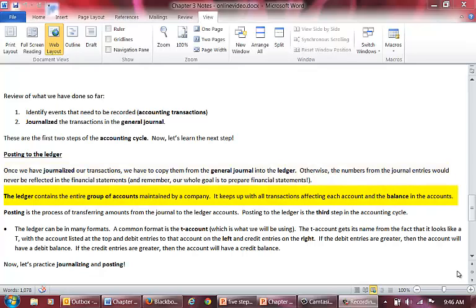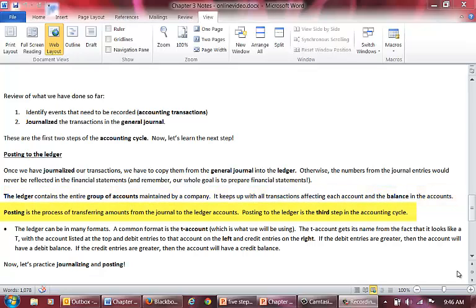The general ledger is a grouping of all of the accounts that are maintained by a company. It keeps up with all of the transactions that impact each account and the balance in each account. By posting transactions to the general ledger, the numbers from the transactions are reflected in the balance of the applicable accounts. Posting to the ledger is the 3rd step of the accounting cycle.